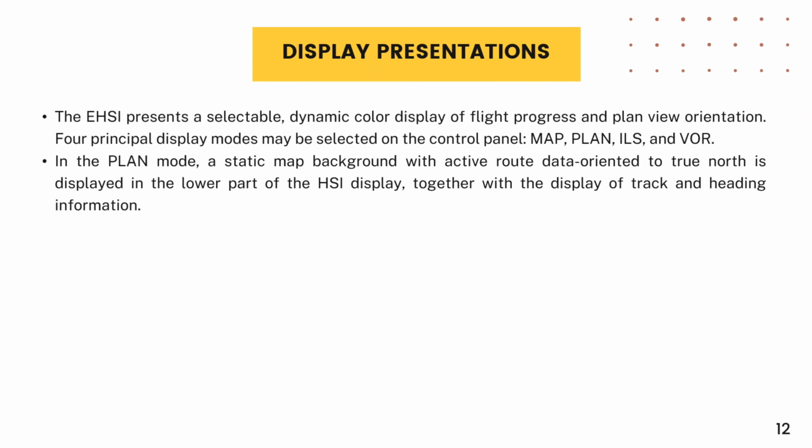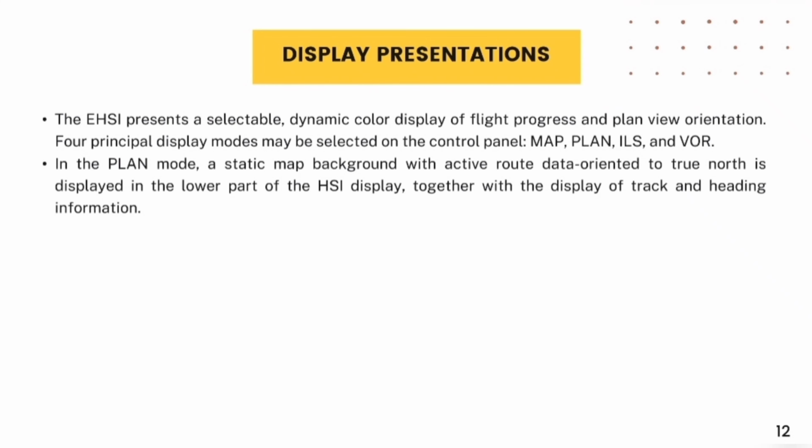Display presentations. The EHSI presents a selectable dynamic color display of the flight progress and plan view orientation. Four principal display modes may be selected on the control panel: MAP, PLAN, ILS, and VOR. In the PLAN mode, a static map background with active route data oriented to north is displayed in the lower part of the HSI display, together with the display of track and heading information.